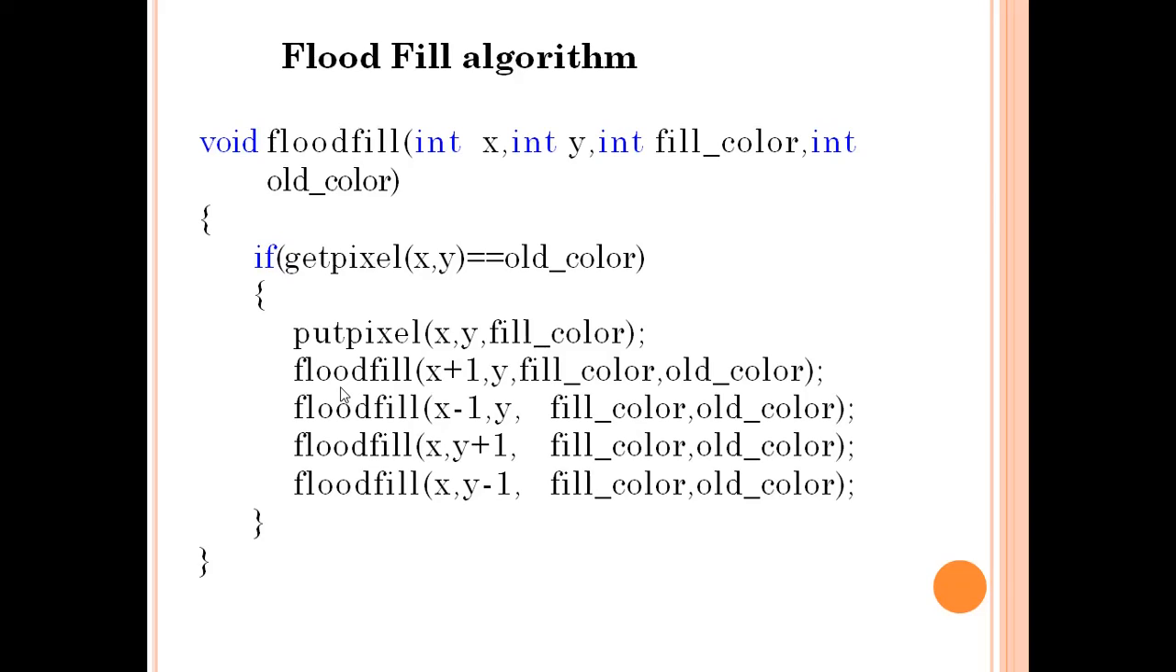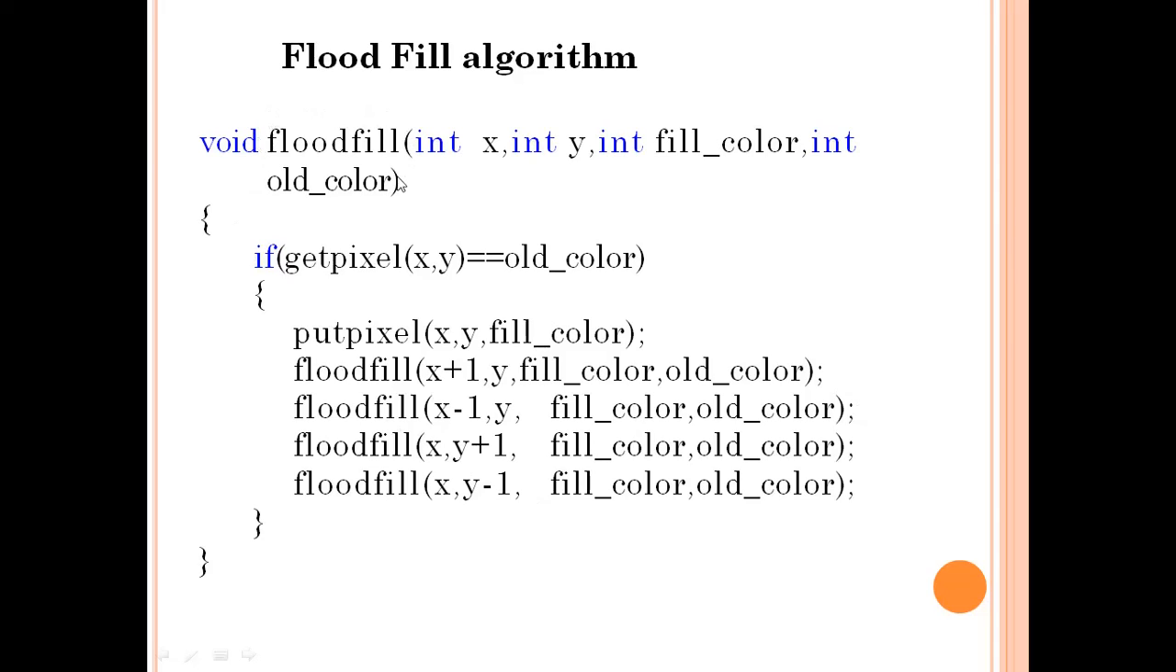Again, the parameters are same. We have to pass the location of that pixel which we want to fill. We have to pass the new color, which is the fill color, and we have to pass the old color, which is there with all the points of the inner part of the polygon. One more similarity is that here also you can observe recursion is present. So recursively we are calling the flood fill function 4 times inside flood fill.